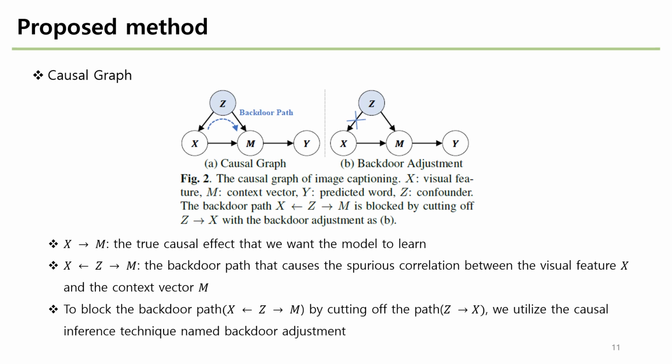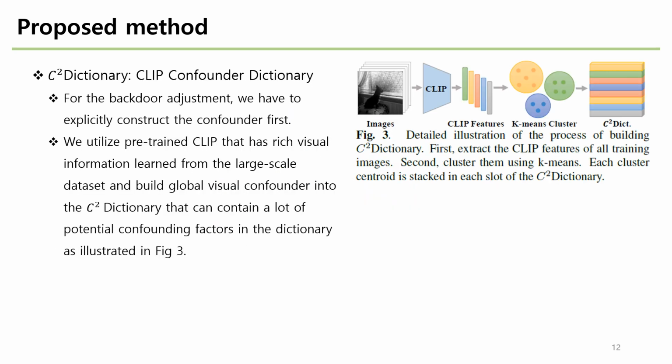To block the backdoor path by cutting off the path from Z to X, we utilize the causal inference technique named backdoor adjustment. For the backdoor adjustment, we have to explicitly construct the confounder first. We utilize pre-trained CLIP, which has rich visual information learned from a large-scale dataset, and build the global visual confounder into the C2 dictionary, which can contain a lot of potential confounding factors, as illustrated in Fig. 3. We name the constructed confounder dictionary the C2 dictionary, which means CLIP confounder dictionary.